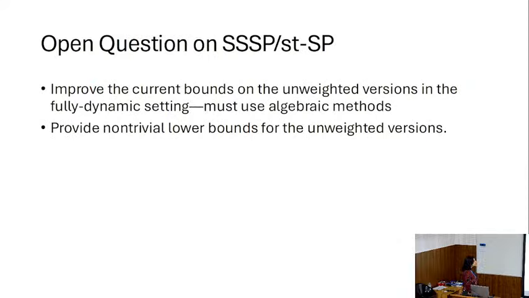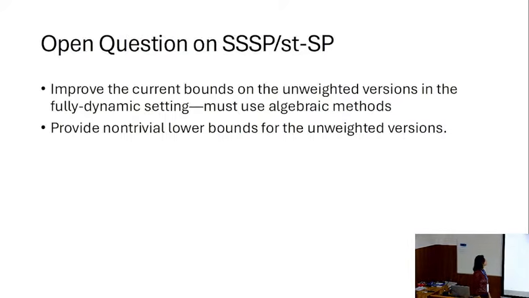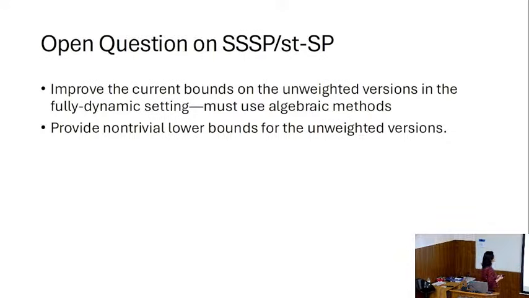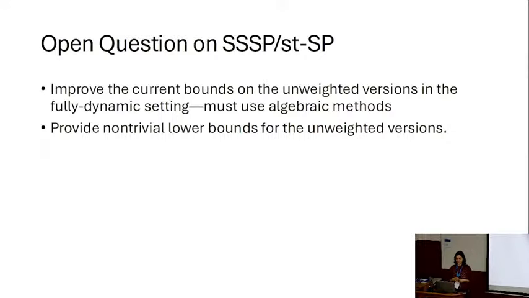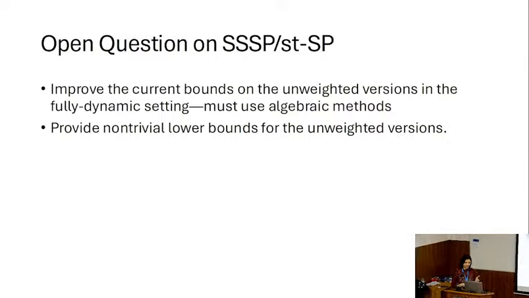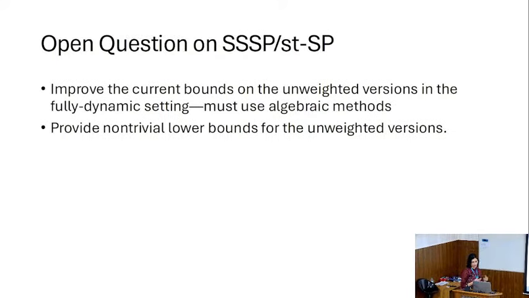And for the single source shortest path or STSP, there is this recent work which gives you, for the unweighted version in the fully dynamic setting, a result that beats the n square update time per update, or n to the 4 total update time. And so obviously we do not have any lower bounds for the unweighted version, and it's unlikely that whatever they get is the right answer. So there is an open question over there.